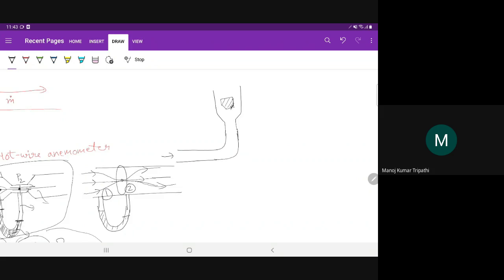This is a solid, and then again wherever you want to transport the fluid, you keep it like that. And you have markings here in this rotameter. So this section is known as the rotameter.